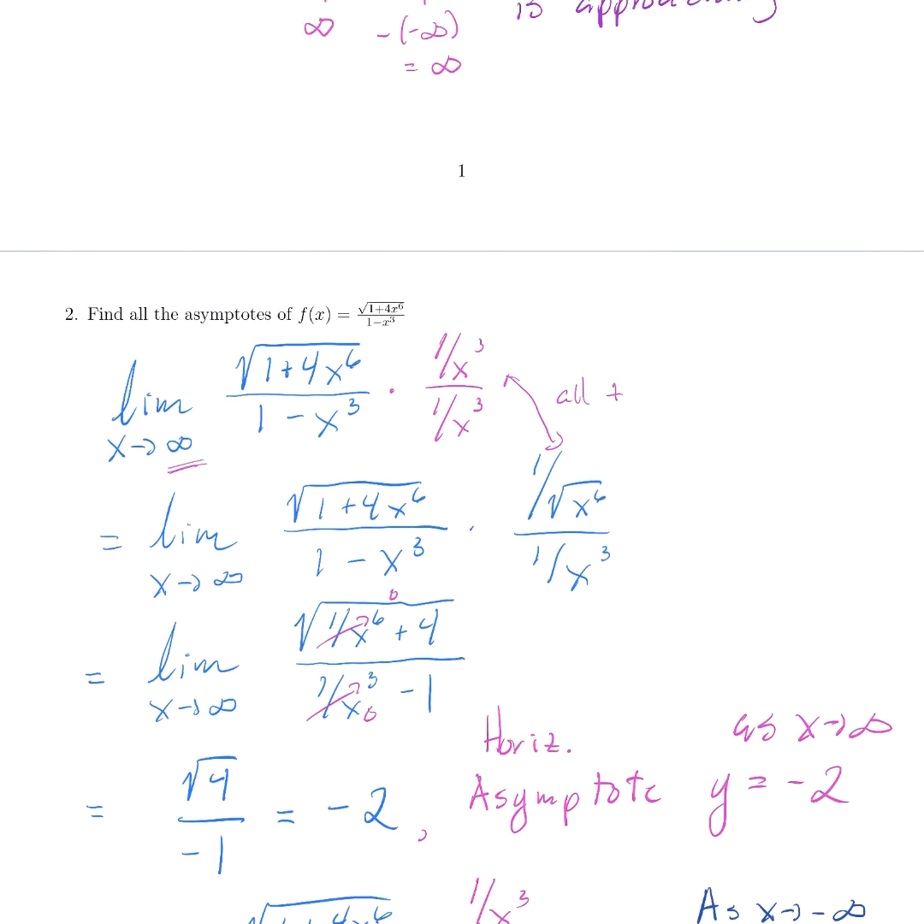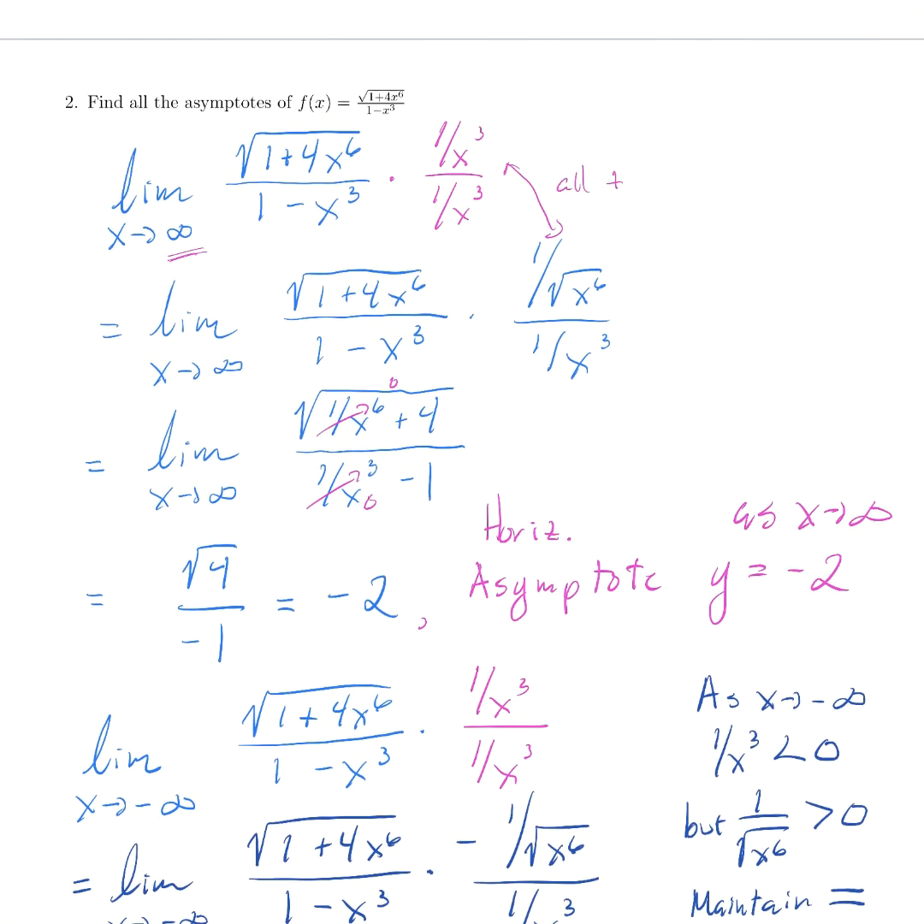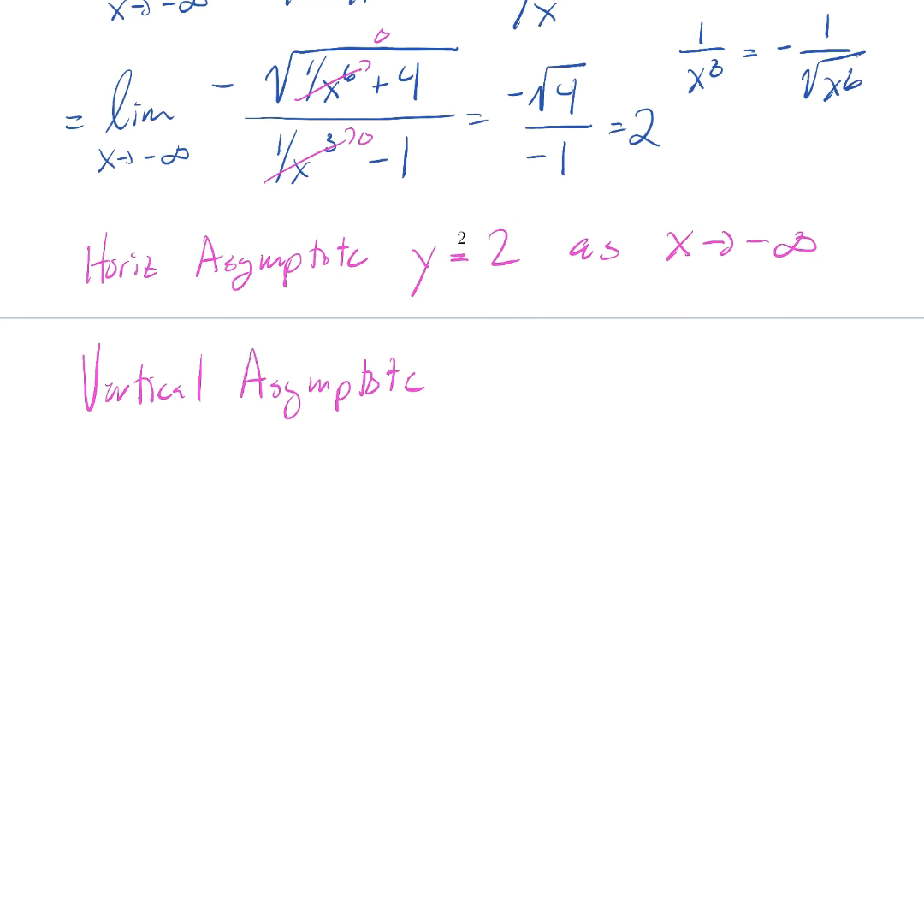All right, I guess technically to finish this off here, we would need to ask what the vertical asymptotes are. And in this case, that's going to be when the denominator is equal to 0. The denominator is 1 minus x cubed. So that's going to happen when 1 minus x cubed is equal to 0, and that only happens once, when x is equal to 1. So there's your vertical asymptote. It's the line x is equal to 1.